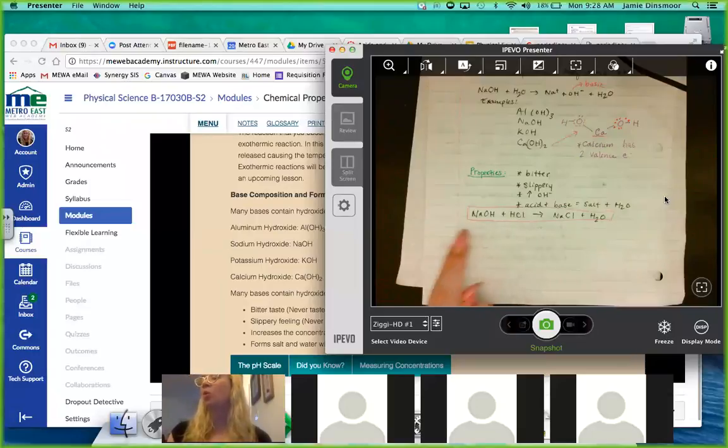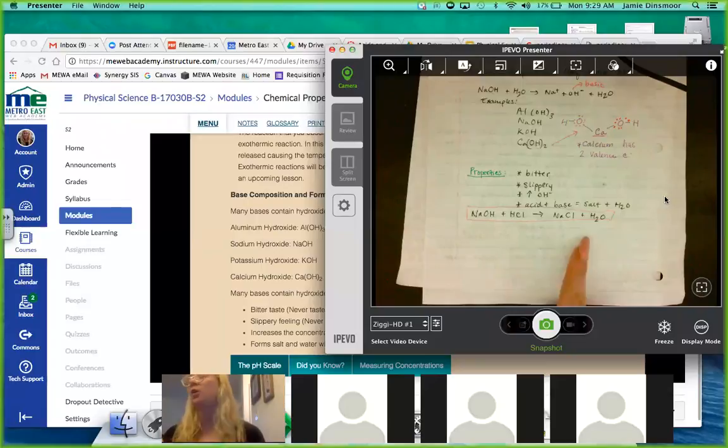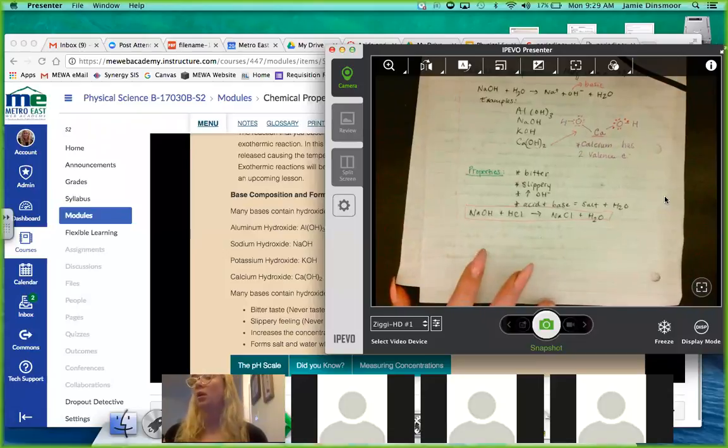Now, if you add more sodium hydroxide than you add hydrochloric acid, you will still have a base, right? You will still have hydroxide ions floating around in that water, and it could still be a basic solution. So it's only when they're in equal amounts that you're going to get 100% water, 100% salt. So that's important to think about.